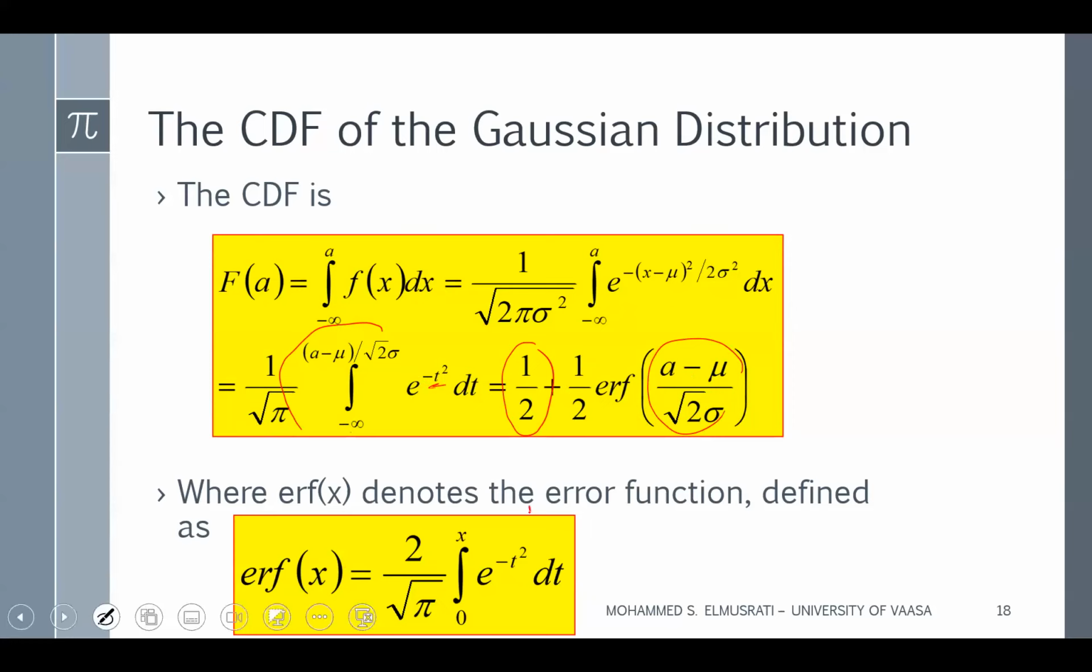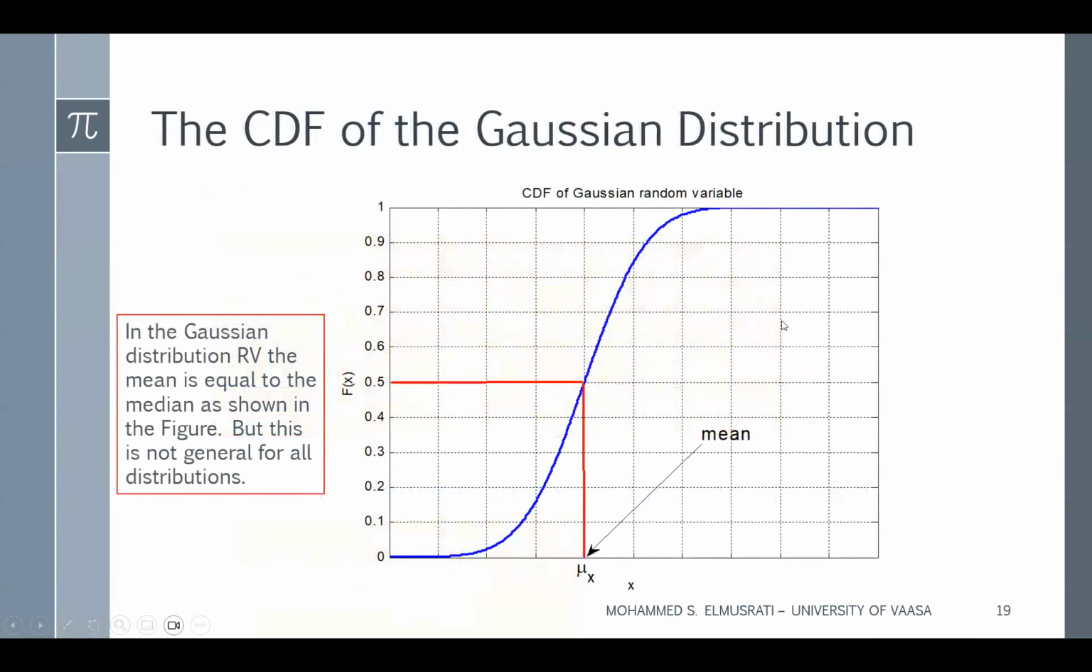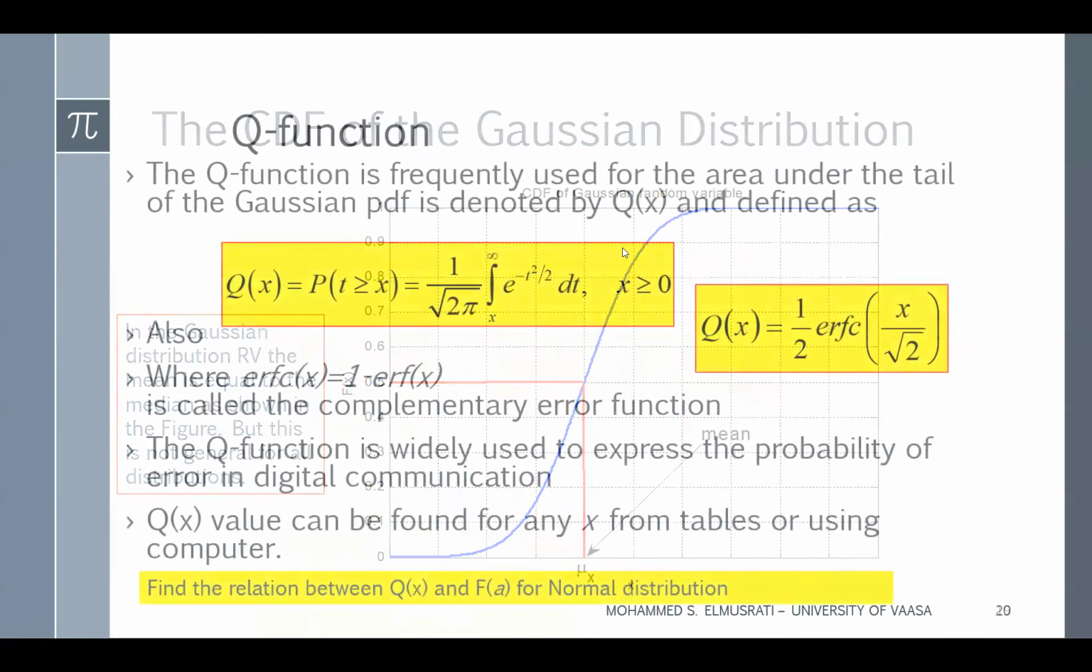What is the error function? This is the shape of the error function, and you can find its values in ready tables. But right now, we don't use those tables. We just use MATLAB or Octave in order to find the value of the error function. You can just write erf of any value, and you get it. So you don't actually need to use the tables anymore. Yes, this is the CDF of the Gaussian distribution.